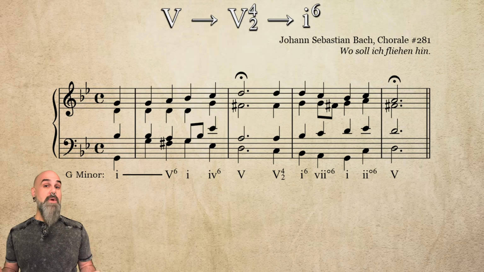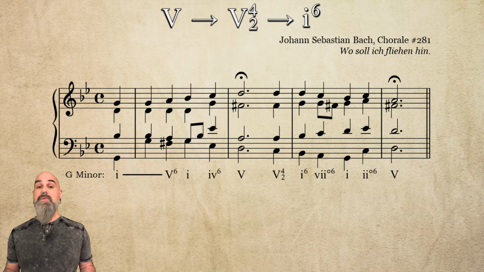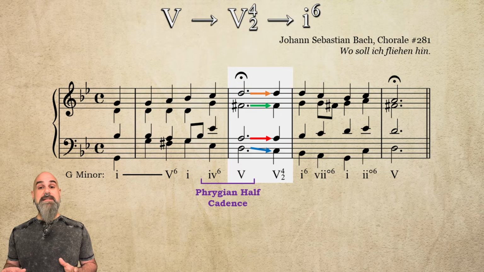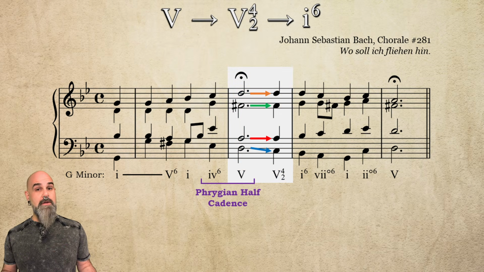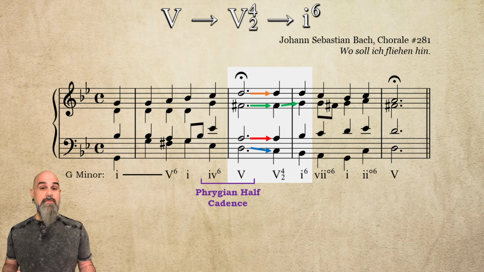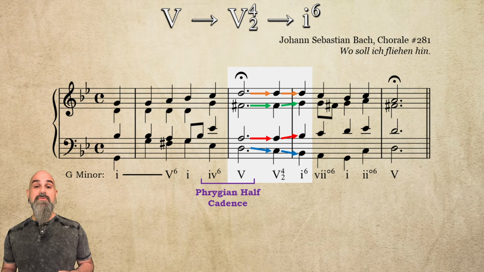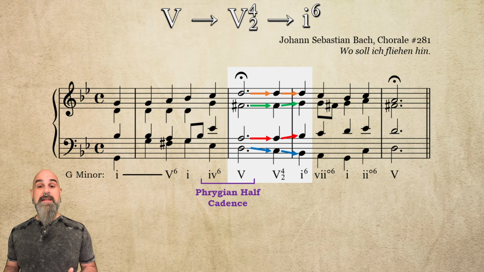Bach's Chorale number 281. The first phrase ends with a Phrygian half cadence, 4-6 to 5. Immediately after, the upper three voices stay still while the bass steps down to 4, forming a 5-4-2 chord. He then resolves the leading tone, keeps 5 on 5, resolves the bass's 4 down to 3, and then chooses the 2 to 3 motion in the tenor, resulting in a doubled third in the 1-6 chord.